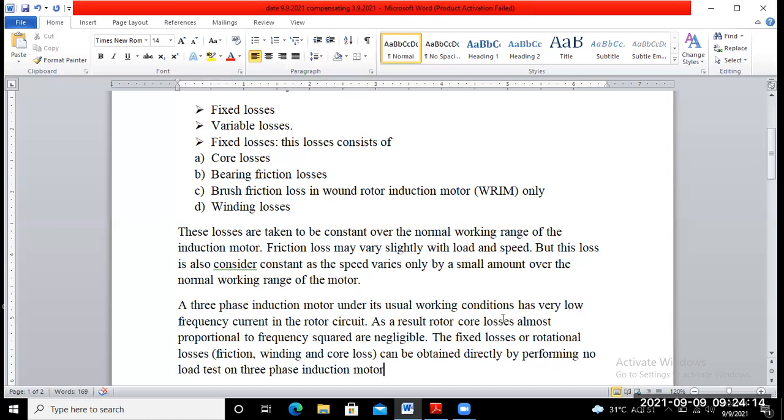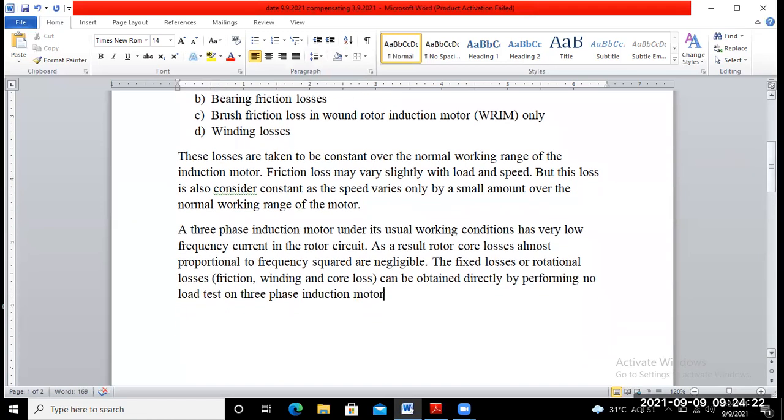Okay. So if you perform the no load test of a three-phase induction motor, it consumes only the power of the no load losses, or you may say the rotational losses or fixed losses. So that can be obtained by performing the no load test. So fixed losses are equal to the power input at no load minus the I square R loss of the stator part. You have to subtract that from the power input at no load. Then you will get the fixed losses.